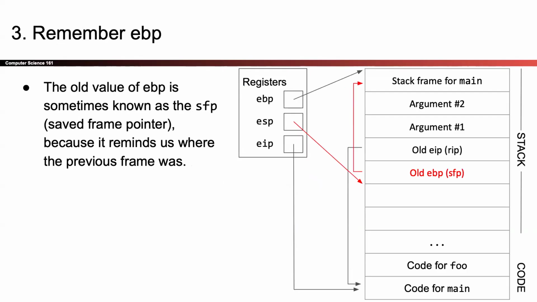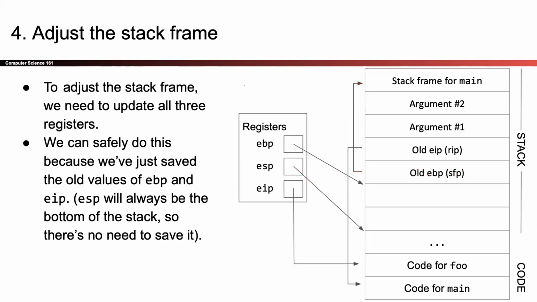We've been adjusting ESP downward, but we've got to move the EBP down. So that's what happens in this step: the EBP gets moved down. Once we save the old EBP, we update the value stored in the EBP register, so now it points to the bottom of this new stack frame that we've been constructing.